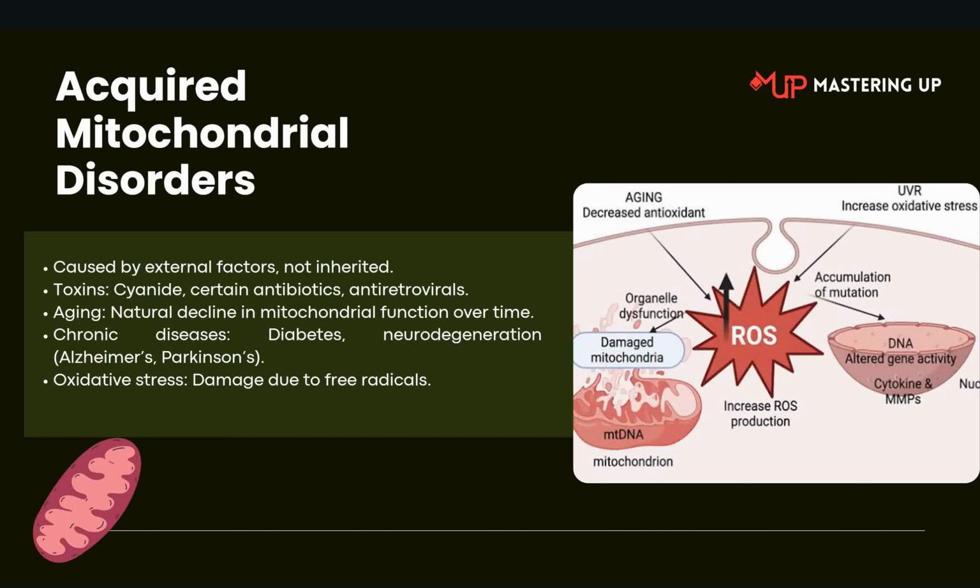And then you can see the organelle dysfunction, damaged mitochondria, and then altered gene activity due to the aging, decreased antioxidant, and accumulation of mutation. All these lead to oxidative stress, which is damage due to free radicals.